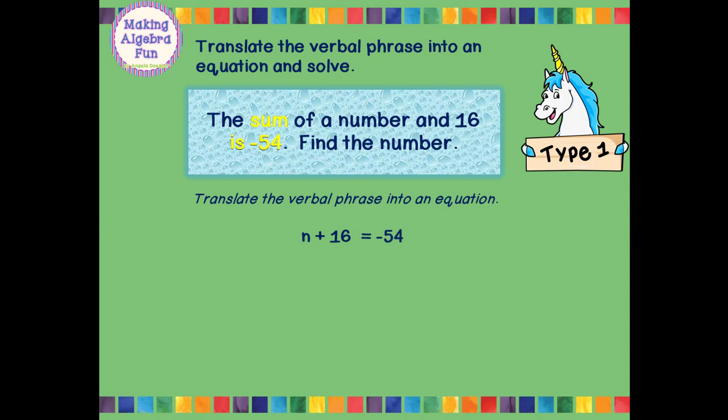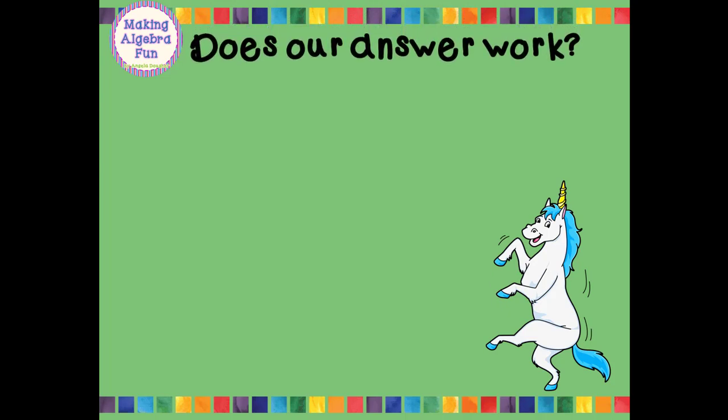So we have ourselves a nice, easy one-step equation. To solve for n, we just subtract 16 from both sides to eliminate those 16s. We do the math on the right, and n equals negative 70. Now we're going to check and see if our answer works.